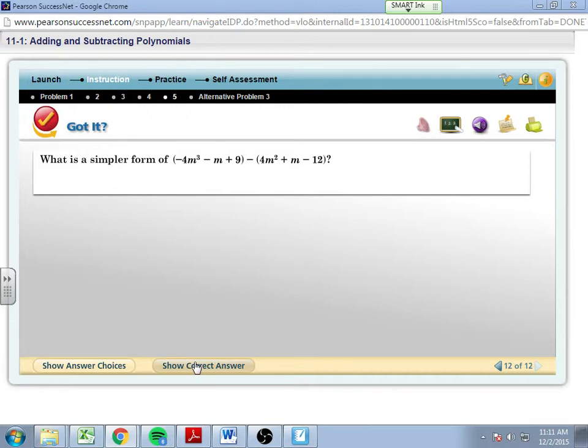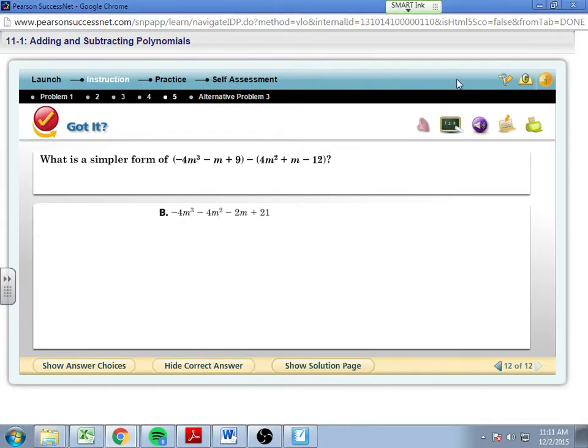Negative 4m cubed minus 4n squared minus 2n plus 21. Yep, there you go. 21. Ah, seriously? I got that.